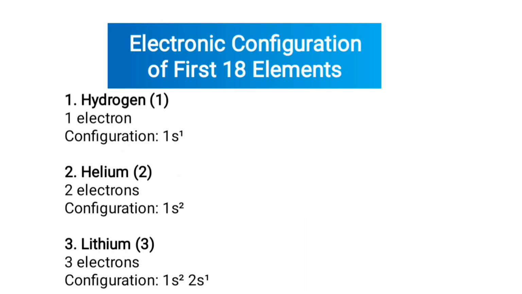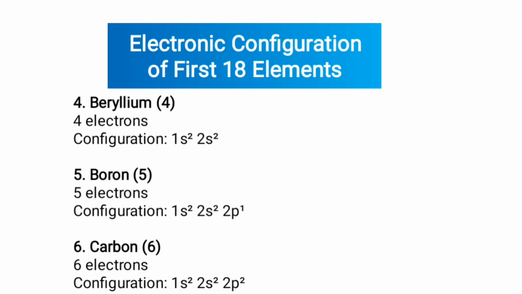Now let's start with the electronic configurations of the first 18 elements. The first one is hydrogen, which has 1 electron, so the configuration is 1s1. The second one is helium. Helium has 2 electrons and its electronic configuration is 1s2. The third one is lithium, which has 3 electrons and its configuration is 1s2, 2s1.